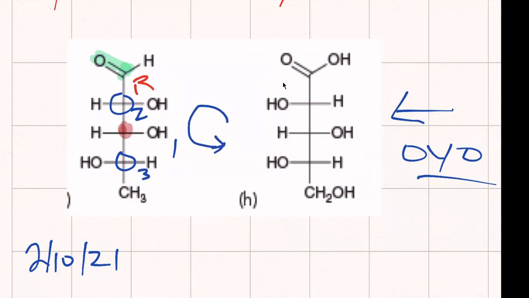If we count it to 3, is that clockwise or counterclockwise? Counterclockwise? Yeah. So it's S, but because this H is horizontal, we have to call it R.